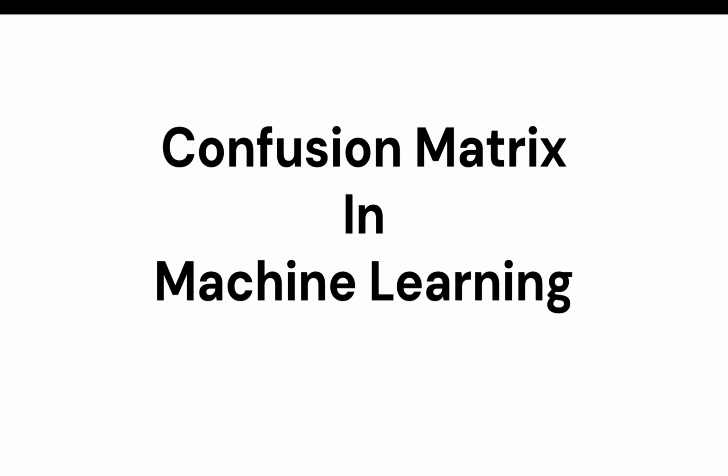So in today's video, we are going to talk about confusion matrix in machine learning. I'm going to show you what exactly a confusion matrix is and why we use it. This is very important because when we do the hands-on, these particular terms will come up, and it is very important to understand what they are all about.